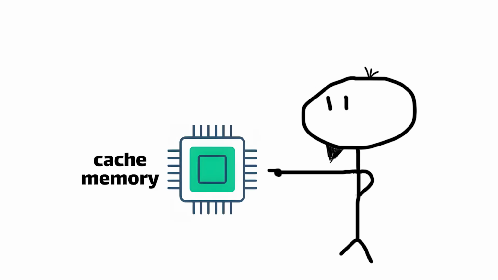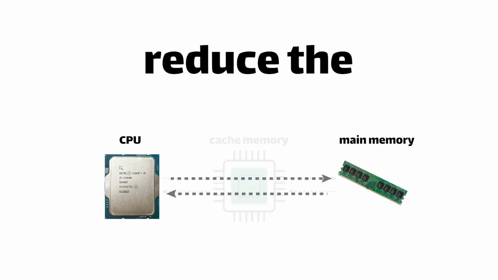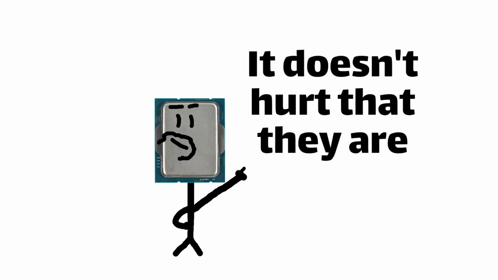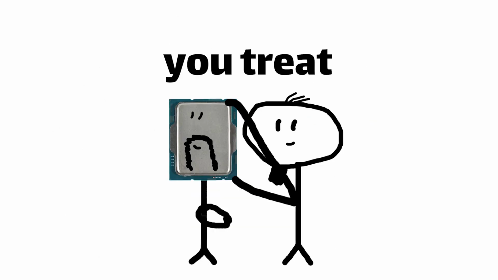Additionally, they feature cache memory, a small but ultra-fast storage area that helps reduce the time it takes to fetch data from main memory. It doesn't hurt that they are also much smaller, but they're also fragile, so if you don't want to end up like me just now, make sure you treat them with care.